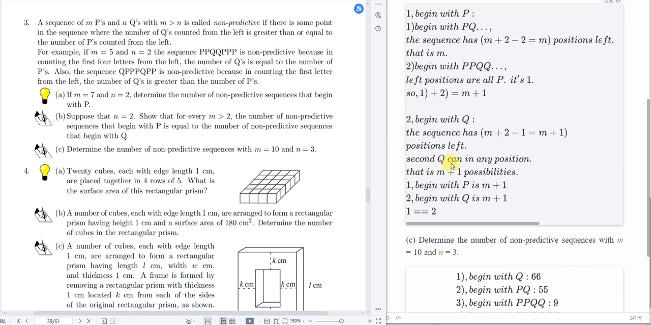So the second Q can be in any position. That is m plus 1 possibilities. Okay, so for case 1, beginning with P, there are m plus 1 possibilities. Case 2, beginning with Q, is m plus 1, that is to say, equal to the number of non-predictive sequences that begin with Q.